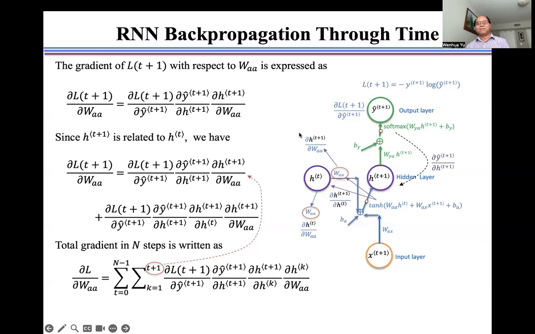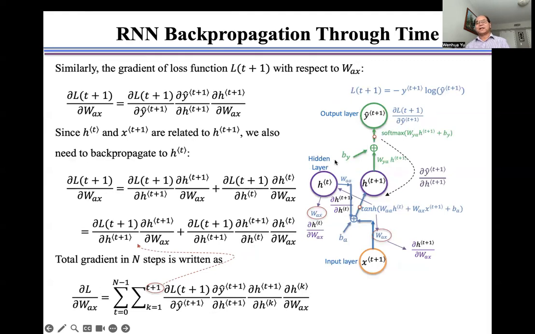One is to use this h t+1 to directly calculate the derivative of this h with respect to this WAA. Secondly, we go through this ht and use the chain rule. And then we put them together and backpropagate this gradient from the current state to the beginning. And then we add all the losses in the total time period to get the total gradient of the loss function with respect to WAA.